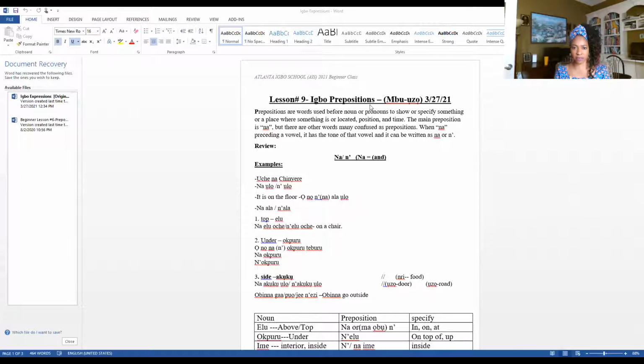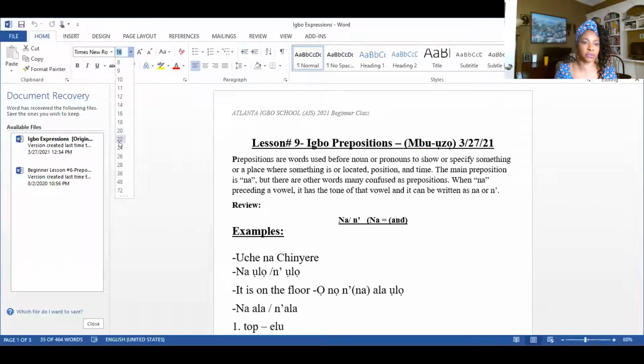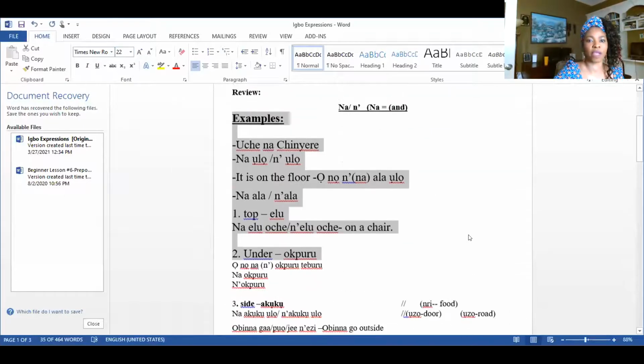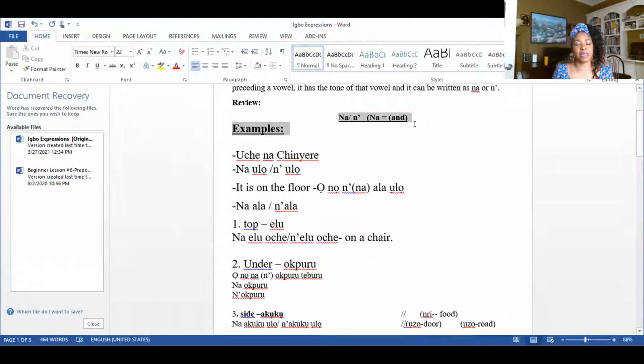Okay, so I believe all of you can see me now. So the preposition we are talking about right here is this. I'm going to break it down a little bit to help you understand. So when you're doing something, for example, when you're trying to say "na", and we have several ways we can write "na". So let me make this big. You want to write "na". You want to say John na Emeka, or you say Emeka na Uche. So you put that "na", and we have two ways we can write "na".